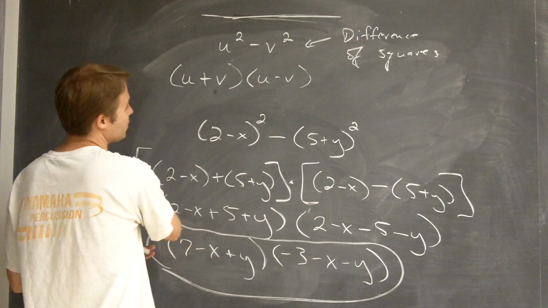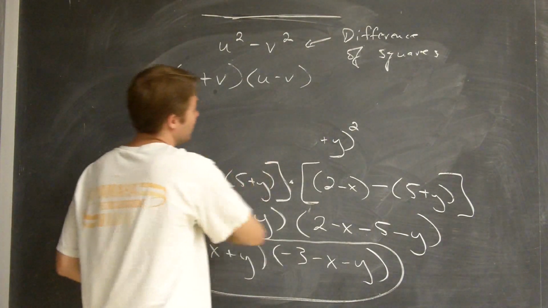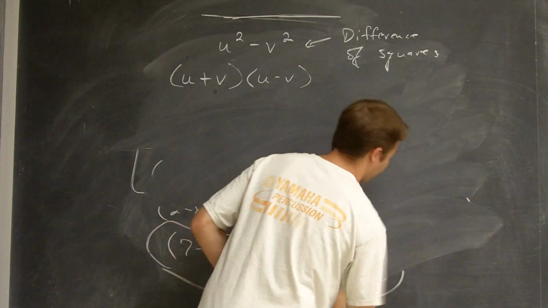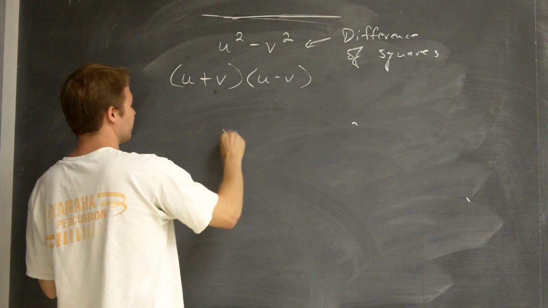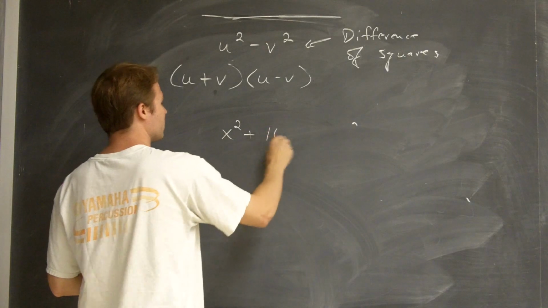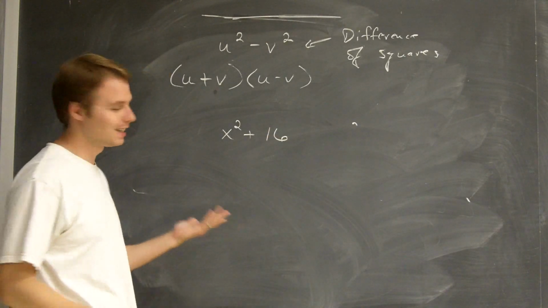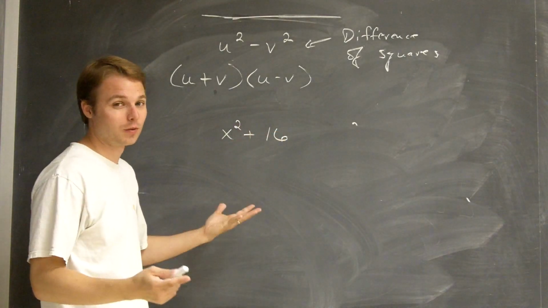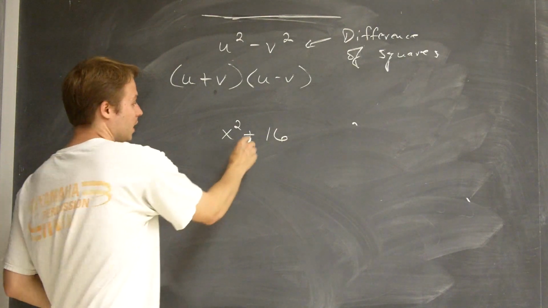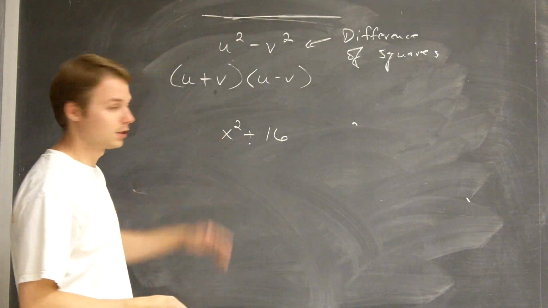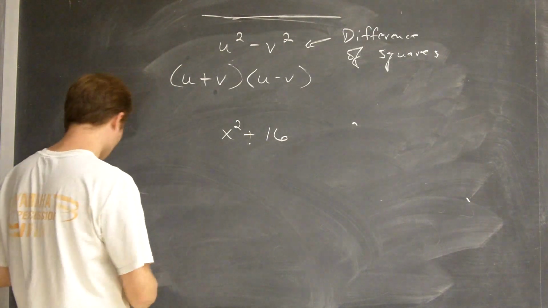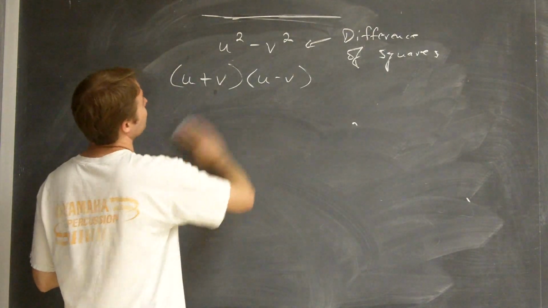It is important to remember there's no sum of squares formula. For example, something like this, x squared plus 16. Even though this is 4 squared, this won't factor. It only works when you have a minus sign right there. So don't fall into that trap. This one we actually can't factor. So keep that in mind when you're doing these problems.